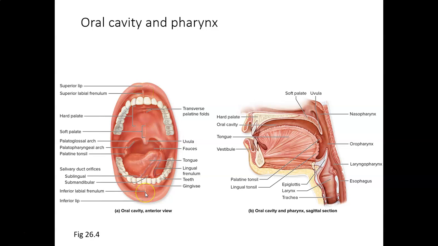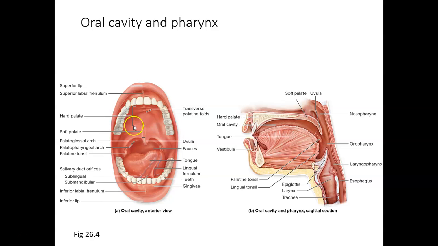Opposing that on the inferior side, there's the inferior labial frenulum. There's a third one linking the tongue with the bottom of the oral cavity, and that's called the lingual frenulum, because it's related to the tongue. And then the teeth, we all know.